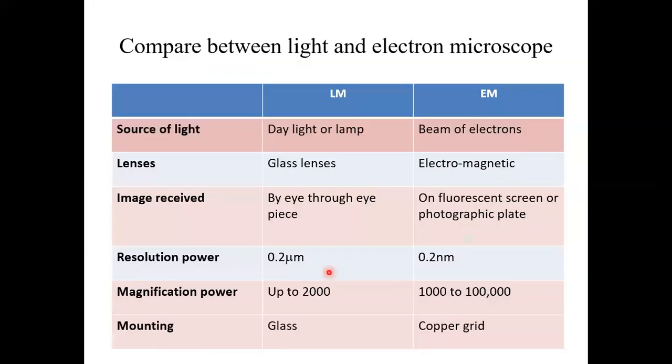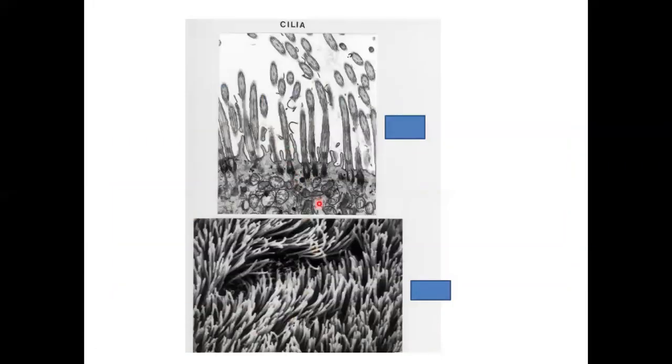To compare between light and electron microscope as regards source: here is a light source, while here electron; lenses, glass lenses versus electromagnetic lens; image, eye versus fluorescent screen; resolution 0.2 micrometer versus 0.2 nanometer; magnification power up to 2000 in the light microscope, while here from 1,000 to 100,000; mounting on the glass, while here on a copper grid. These are the two types of electron microscope.